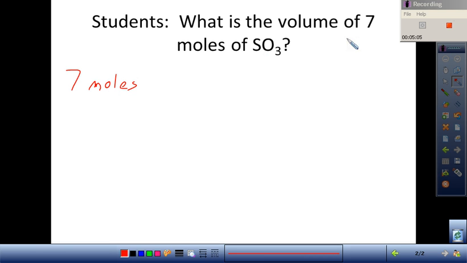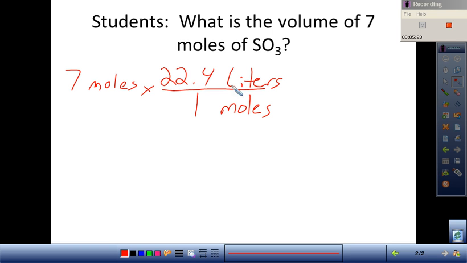All right, I'm going to write the given, 7 moles. I don't want the moles, so I put them down there. I'm looking for volume. Volume is measured in liters. It's always 1 mole. All of these fractions today, it's always 1 mole. And it's always 22.4 liters. That's a constant. You have to memorize it. Okay, and if we do 22.4 times 7, we get 156.8 liters.